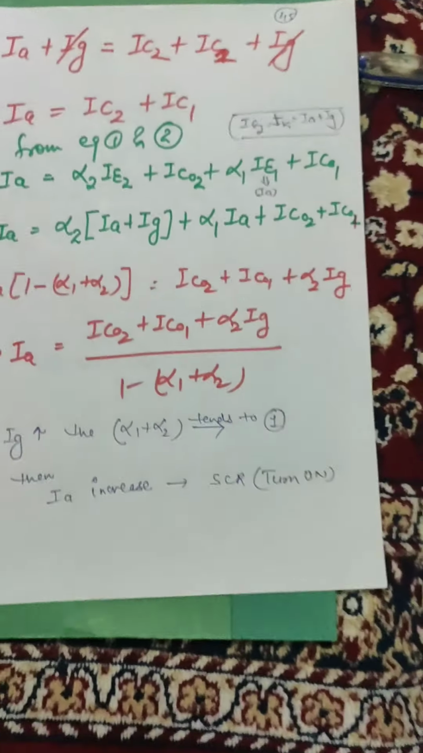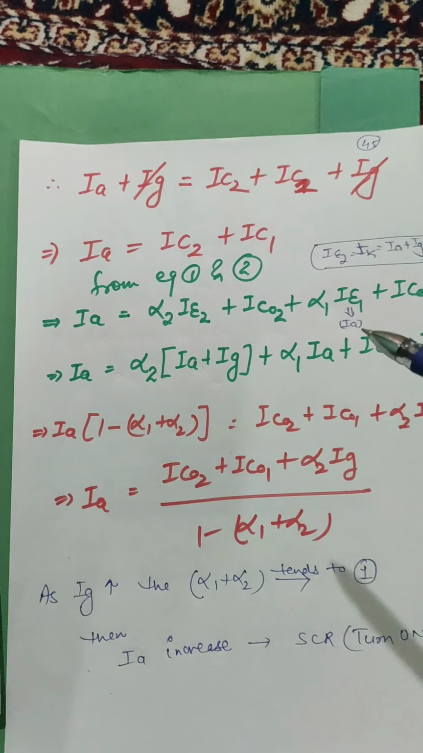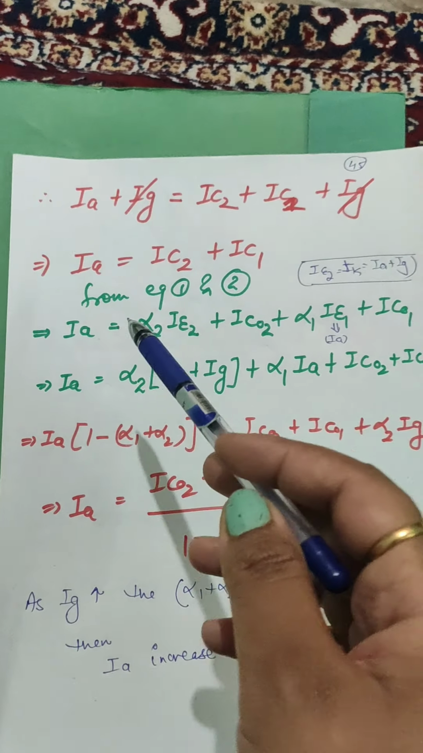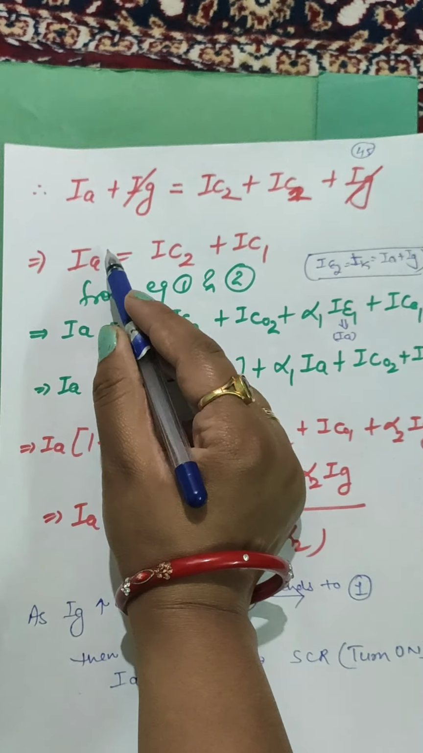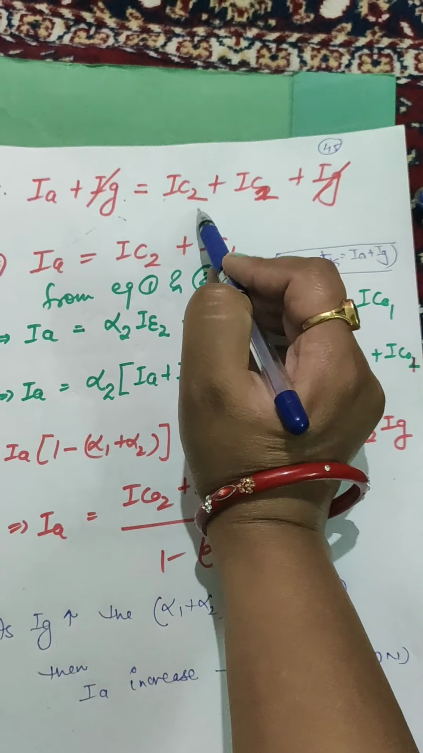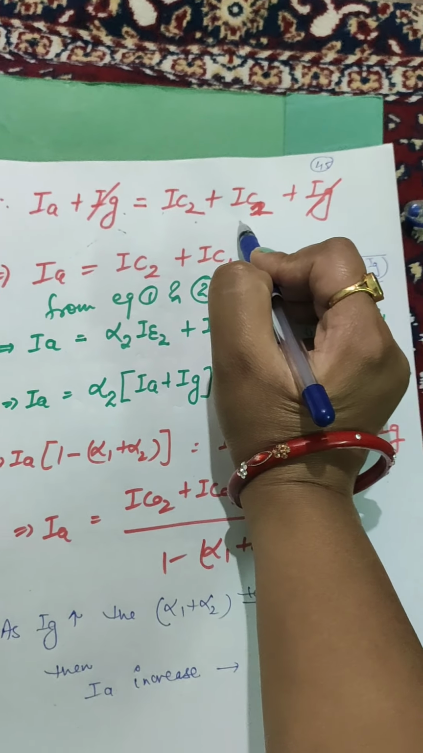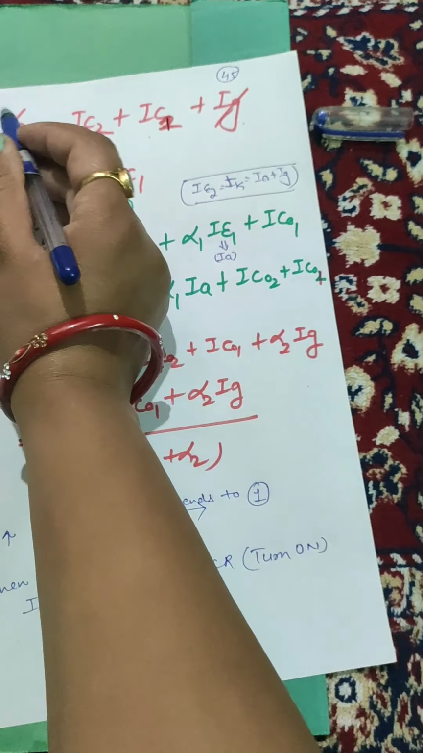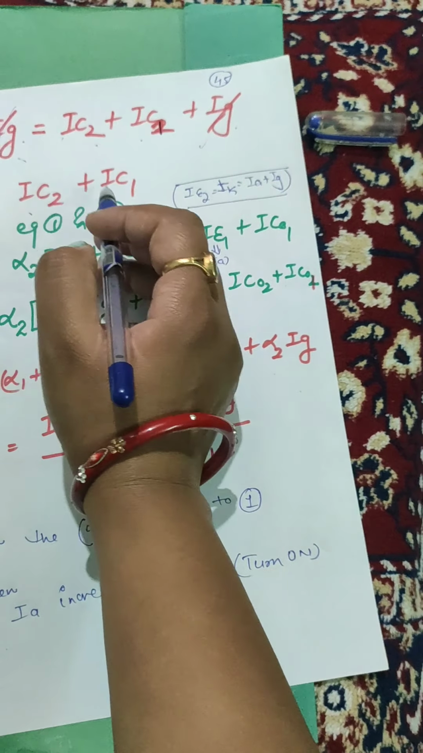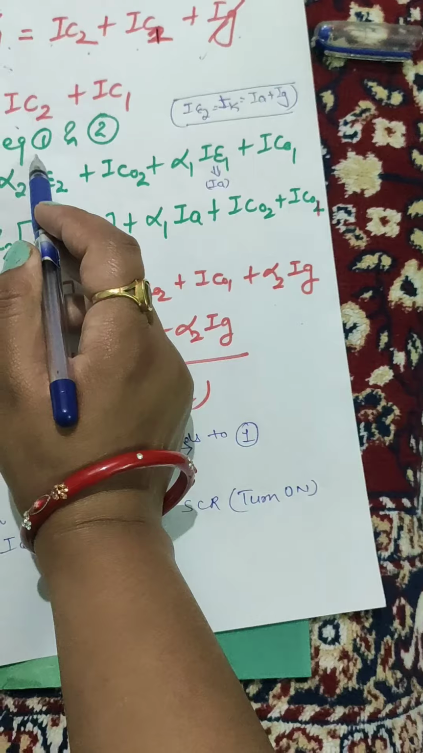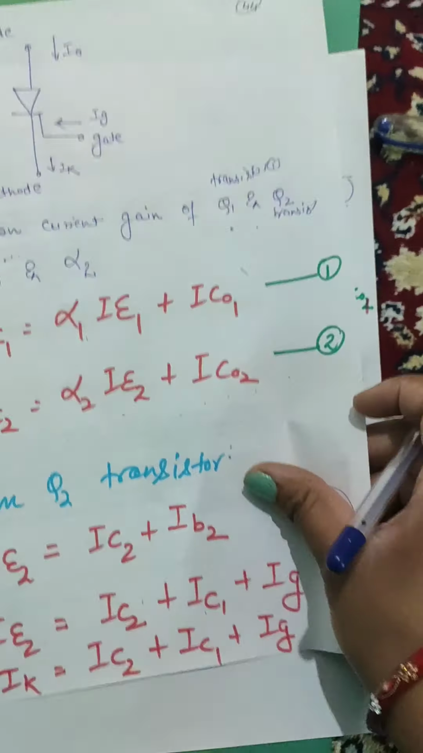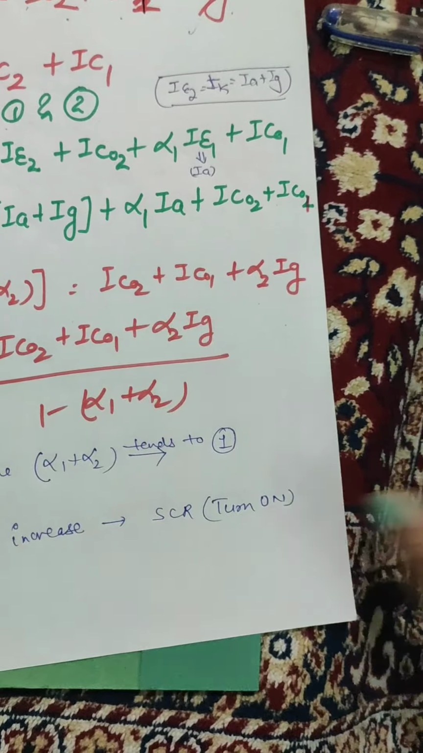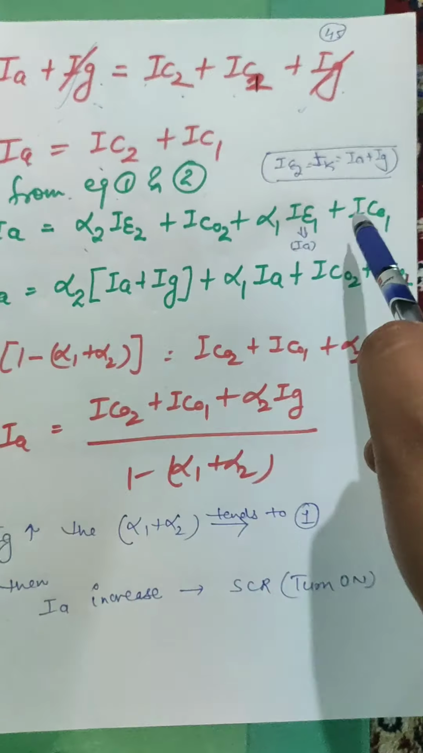Here IE2, which is IK, is IA plus IG. IA plus IG equals IC2 plus IC1 plus IG. Cancelling the IG gives IA equal to IC2 plus IC1. Then from equations 1 and 2, IC1 equals this and IC2 equals this, so IA equals IC2 plus IC1.